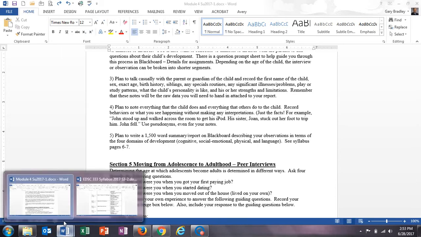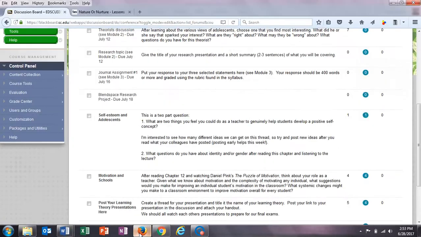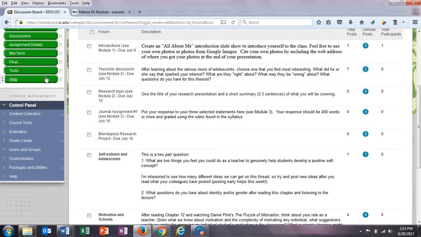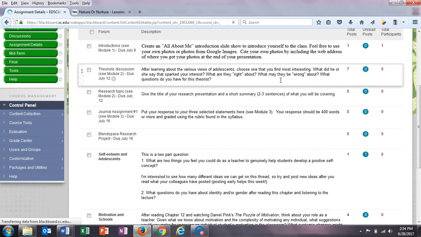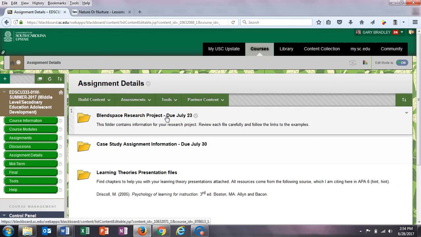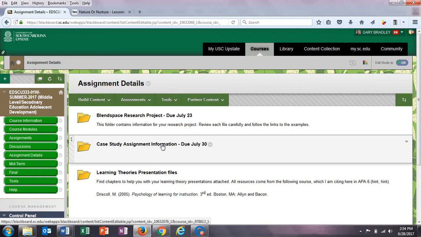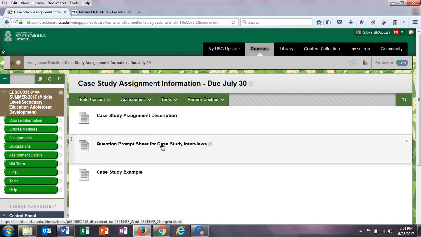Now let's go back to Blackboard, because Blackboard will give us some additional information on what I'm looking for. Where it says assignment details, the case study is here. Blend Space Research Project, we'll work on that. You've seen that. Case study assignment, it's not due until July 30th, so that's why I'm saying you've got time, but I do want you to go ahead and finalize a time to do the interviews and finalize who you plan to interview during that time.